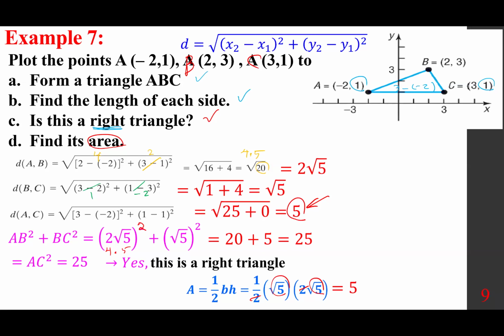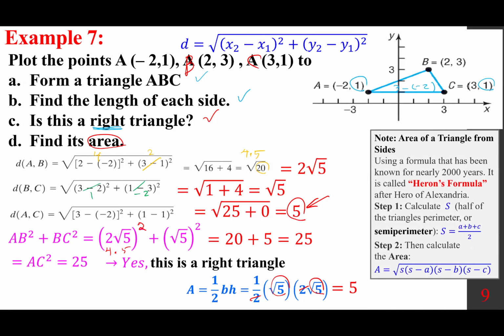I want to quickly remind you of something else. For a method of finding the area of a triangle from its sides, this one was a right triangle, which made it easy. But if it's not, from the sides, we can use what's called Heron's formula. It comes from 2,000 years ago.